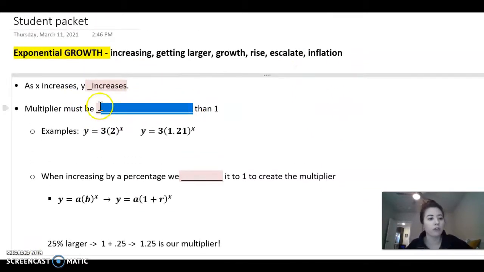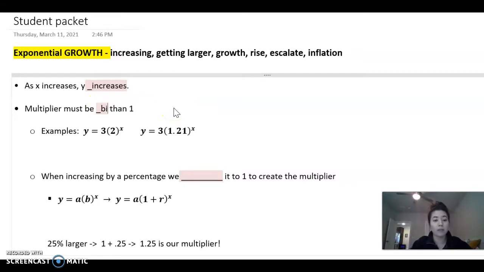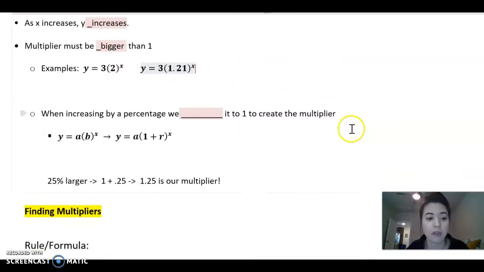For exponential growth, my multiplier must be greater than 1. Because we're getting larger, my number should be growing, and the only way my y value would be growing is if I'm multiplying by something that's greater than 1. So if I have a multiplier of 2 or even 1.21, both of those are greater than 1, and therefore you would have some sort of growth happening.